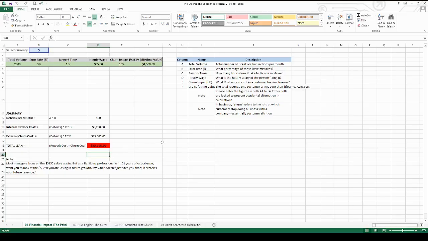When a client pulls you into a room to talk about performance, this is the level of financial gravity you need to bring to the table for a long-term relationship.